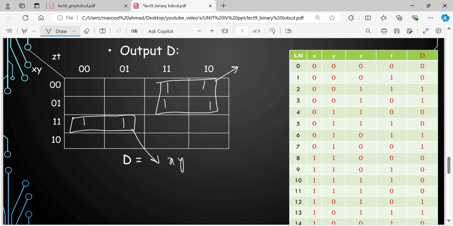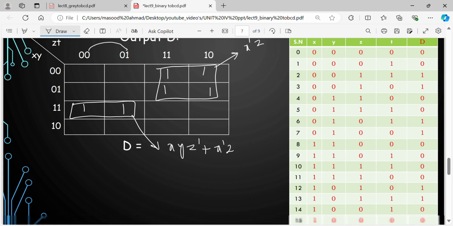In this, what is common here is that t is changing. From here to here t is changing, so no more t. Z is 0, so z bar plus this expression. What expression am I getting over here? If I look for what is common, here it is x bar, and here it is z. So x bar z plus x bar z.